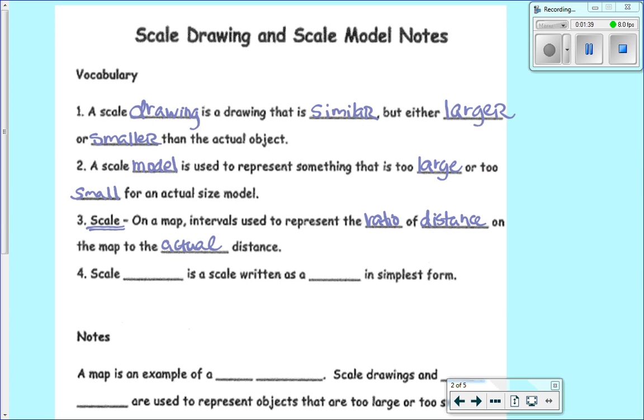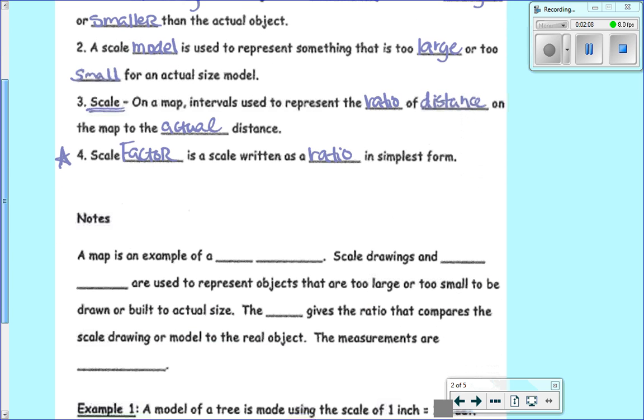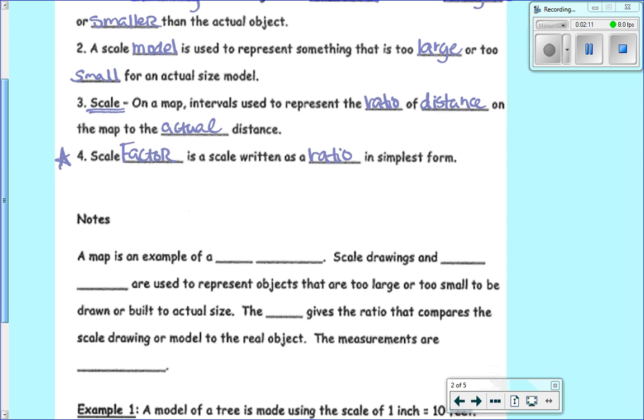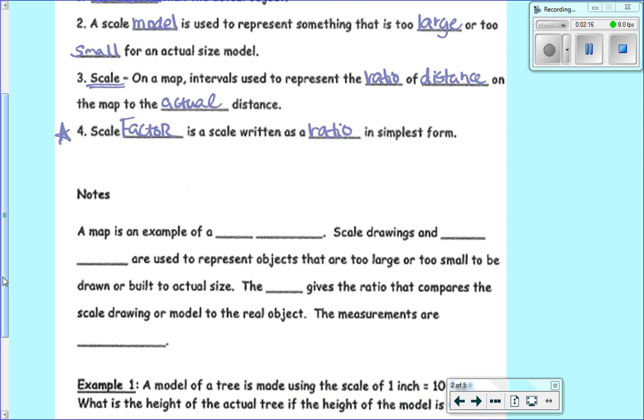All right. Scale factor is a scale written as a ratio in simplest form. We're actually going to spend 2 days next week on that. I think that's Monday and Tuesday. Actually, Tuesday and Wednesday, Monday's our dismissal. We're going to talk more about scale factor. You have a project coming up, and so we'll look at scale drawings and scale factor. There are some more figures.